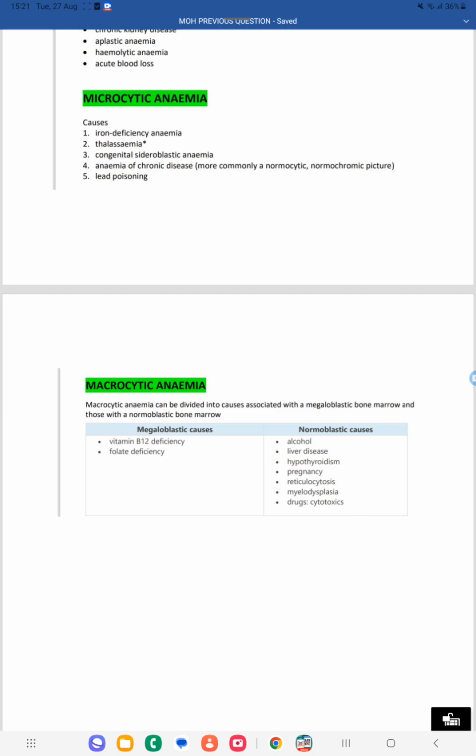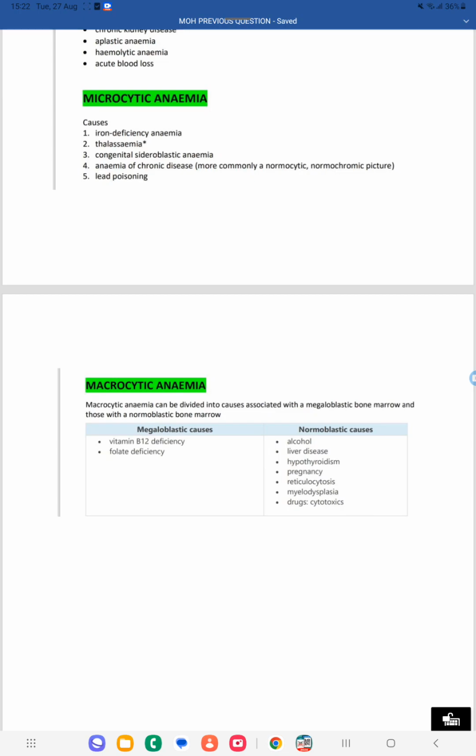Okay, MCV is more than 100 plus normoblasts are present in the blood circulation, then that is called normoblastic anemia. Okay, so that is usually seen in the case of alcohol dependents, those who are suffering with liver disease, those who are suffering with hypothyroidism, reticulocytosis, myelodysplasia and intake of cytotoxic drugs.